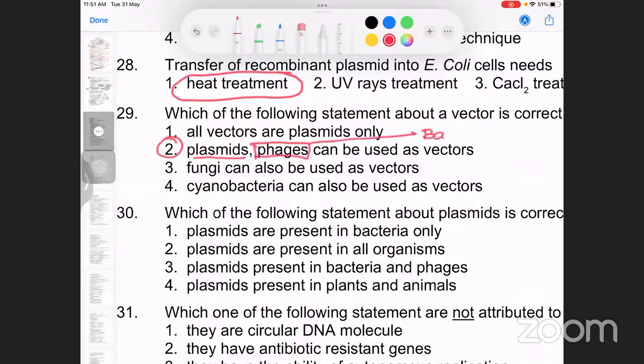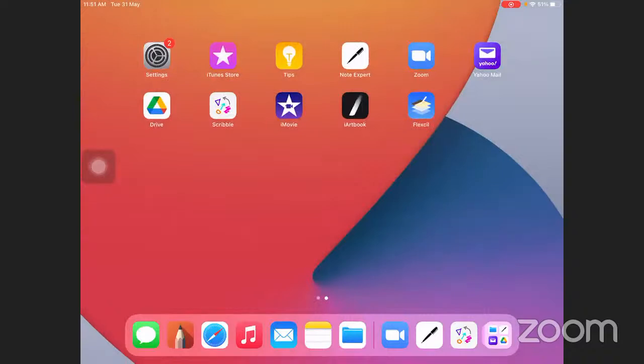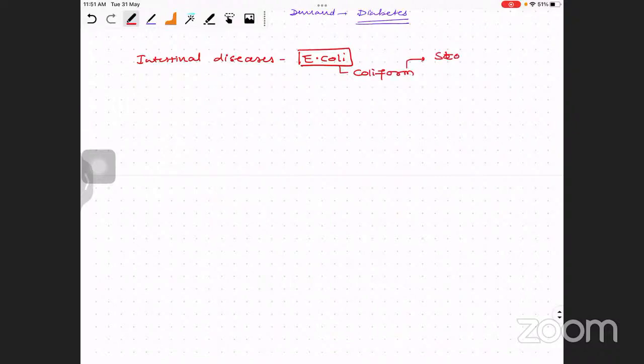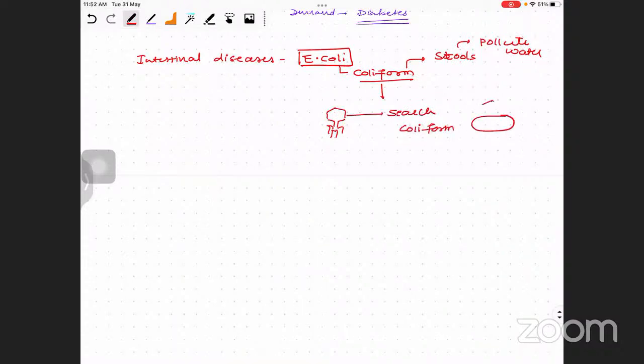Okay, we can use bacteriophage as a vector. Let me tell you one thing. When we suffer from intestinal problems, say intestinal diseases, generally we have E. coli bacteria growing. So we call it coliform bacteria. Generally we observe it in our stools, feces, and that will pollute water. So when there is a higher count of coliform bacteria in water, what we do is we introduce bacteriophage. This bacteriophage will search for coliform bacteria and introduce its genetic material. So that bacteria will end up in the lytic cycle.